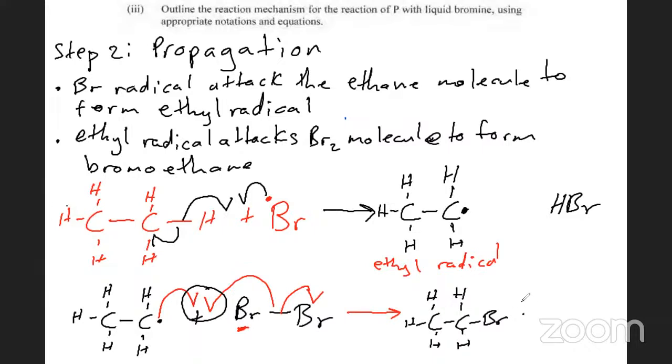All right, so that's bromoethane plus a Br radical. What this means is that propagation could continue again. So this bromine radical could attack this molecule again and remove the hydrogen. It could continue until all of the hydrogen was removed, but we are only required to show when one bromine is attached. So this is it for propagation.